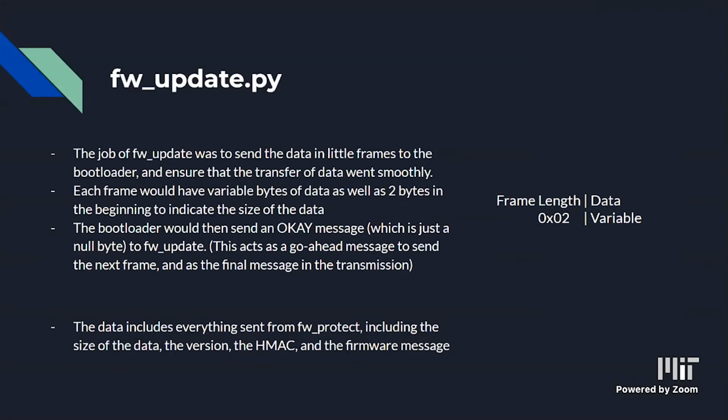Firmware update is the file that's doing most of the work when it comes to sending the data to the bootloader. So what we did is we had a frame length in 2 bytes. So the bootloader would take that in and realize that there's X amount of bytes that are going to come in, and then it'll read those next bytes, which is going to be the data. And then the bootloader would send an OK message to the firmware update file, which would act as the go-ahead message, which meant firmware update can send another frame. And then that would go back and forth until the last frame is sent.